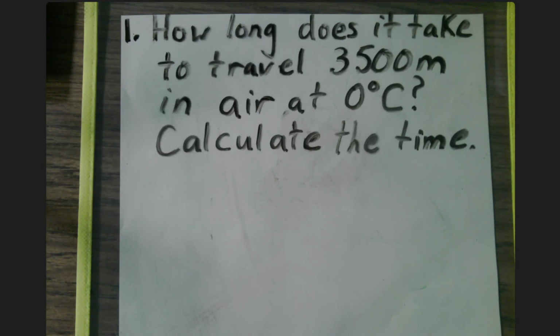This is a video on how to calculate time using distance and speed of sound. All right, let's look at this first one. How long does it take to travel 3,500 meters in the air at 0 degrees Celsius? Calculate the time. Well, let's first start with our formula.